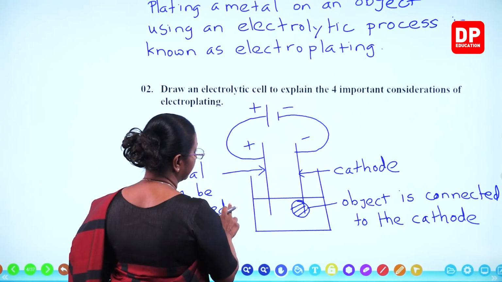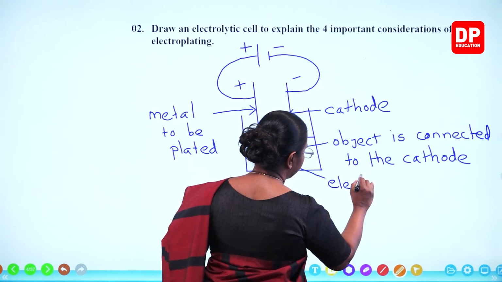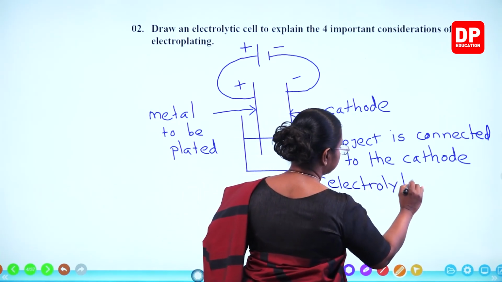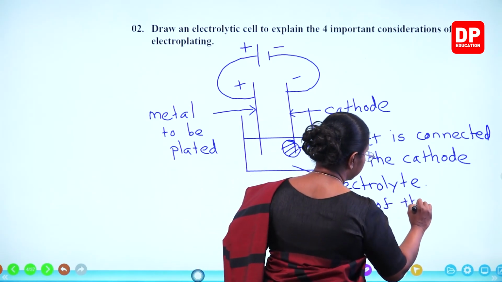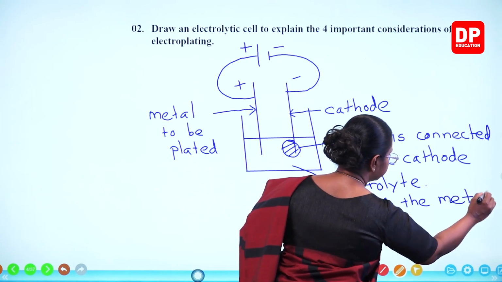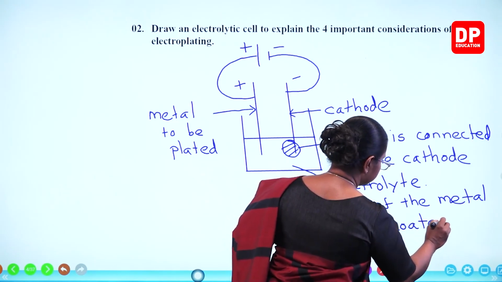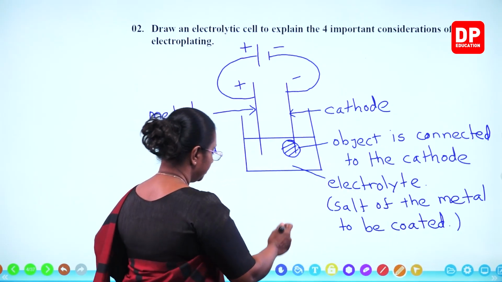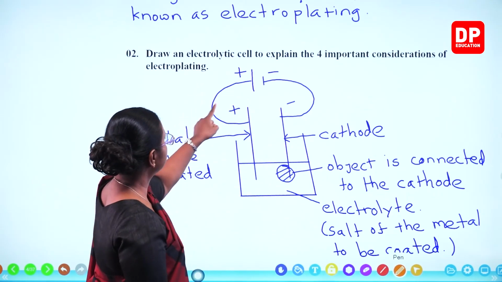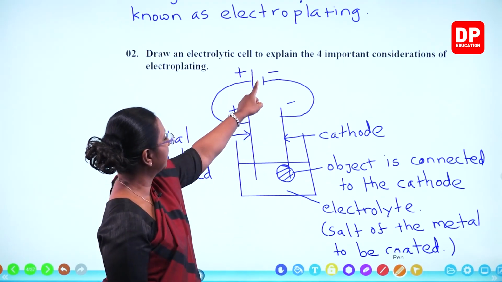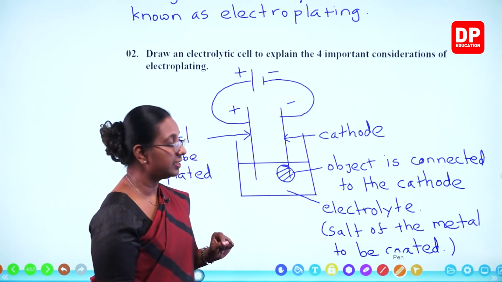Then what do we have here? This will be the electrolyte, that is the salt of the metal to be coated. So these are the conventions. Positive terminal, this becomes the positive electrode. Negative terminal, that becomes the negative electrode. And the electrolyte should be the salt of the metal to be coated.